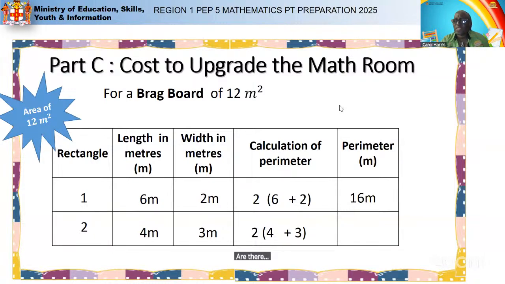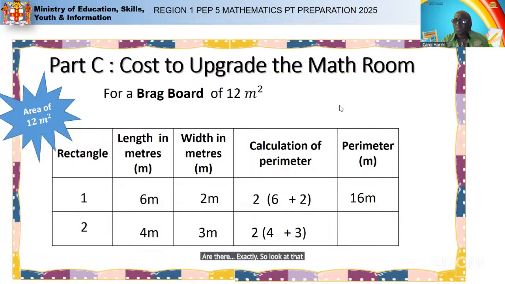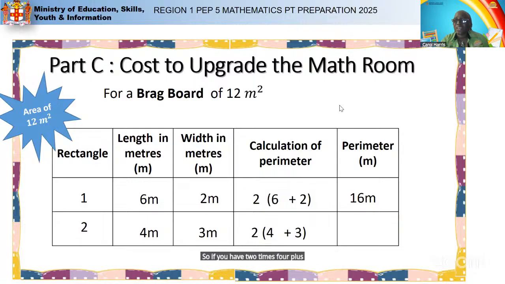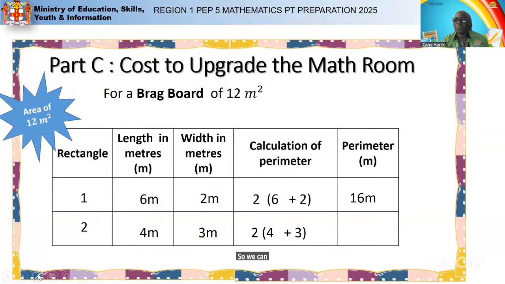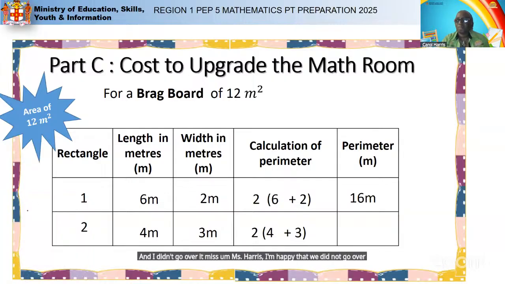I'm not sure if I'm following that so well at St. George's Girls. Exactly. So look at that minus 2 there again. And why do you have the 2 on the outside of the brackets? Because if you have the 4 plus 4, that is already doubling it. So if you have 2 times 4 plus 4, you're actually having that 4 times. So let's retype that for me, please, Miss Barnes or Mrs. Barnes' class, so we can see where we're at with that. Beautiful. And thank you for the responses. I'm happy that we didn't go over it, Miss Harris, because for Barnes there, as you said, the 2 for that one, let's quickly show how this could be written.